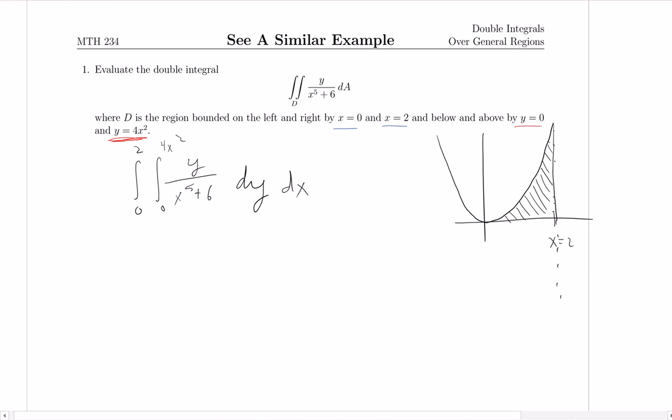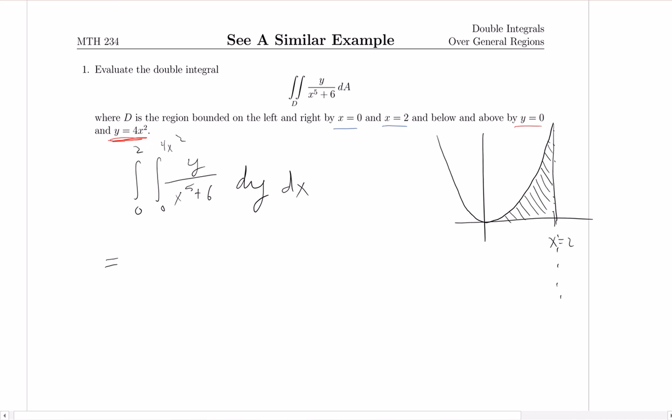So this is true in general. If we describe our region by inequalities like this, whichever direction is bounded by constants, in this case x, must go on the outside and be done last. And the other variable, if the boundaries are a function of the other variable, that one should be done first. Okay. But the process is the same.